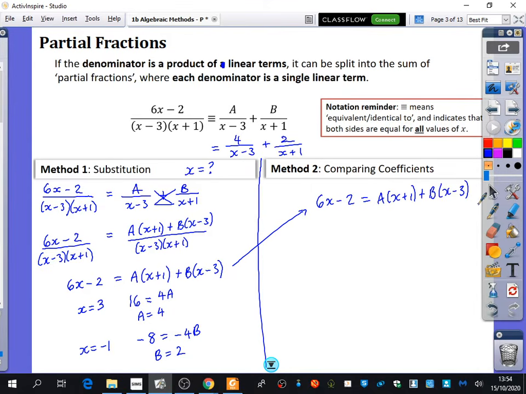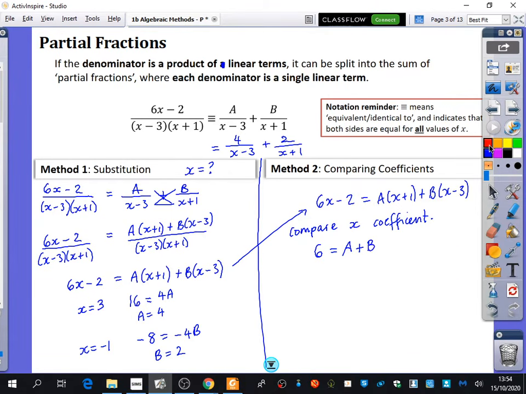Okay, so I'm going to compare the x coefficient. So on the left-hand side, the x coefficient is 6. What will the x coefficient be on the right-hand side? A plus b. Okay, because it's really saying how many x's do we have on the right-hand side. We've got a lots of x and b lots of x. So we have a plus b lots of x.